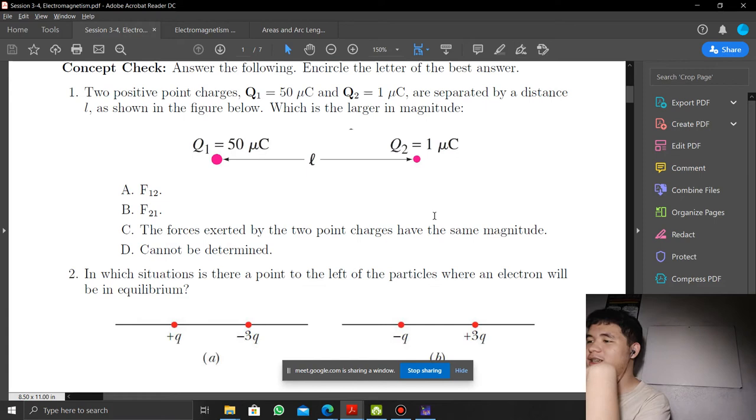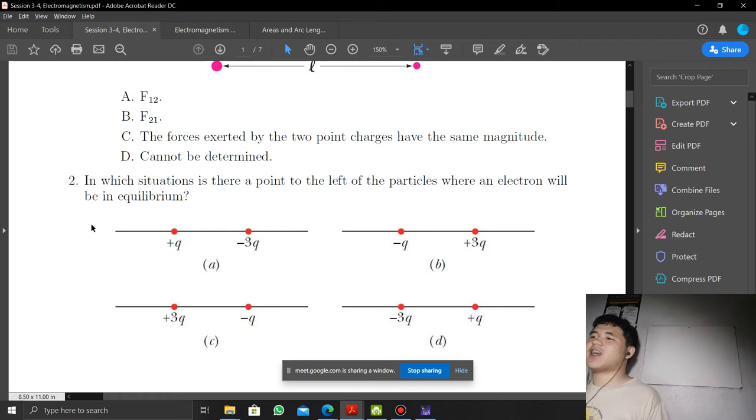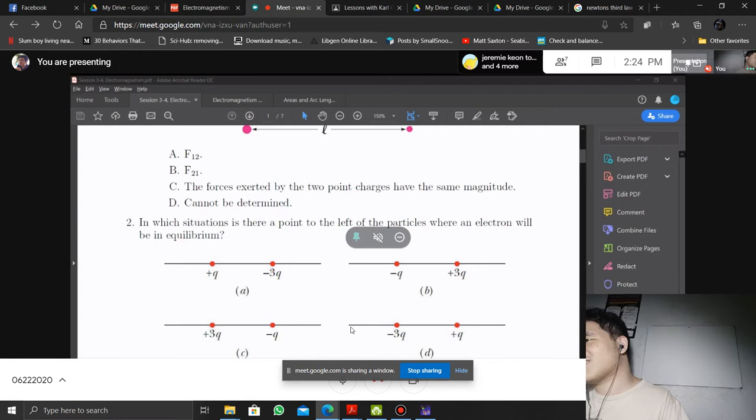Number two. Dalawa yung sagot sa number two. Ngayon, in which situations kaya, kapag nilagay natin sa left of the particles, the electron will be in equilibrium? Meaning, yung sum of forces zero. Saan kaya? Anong situations? A and B. Tama, A and B.